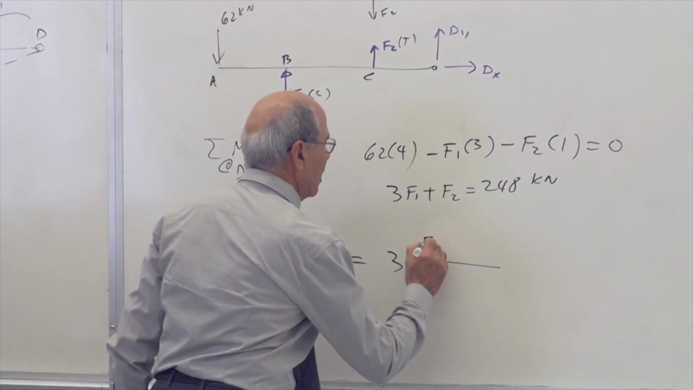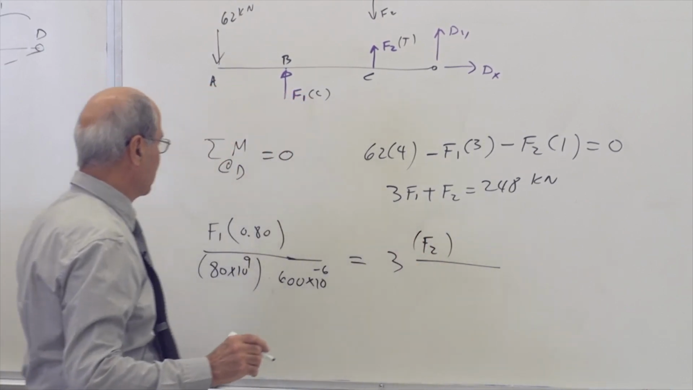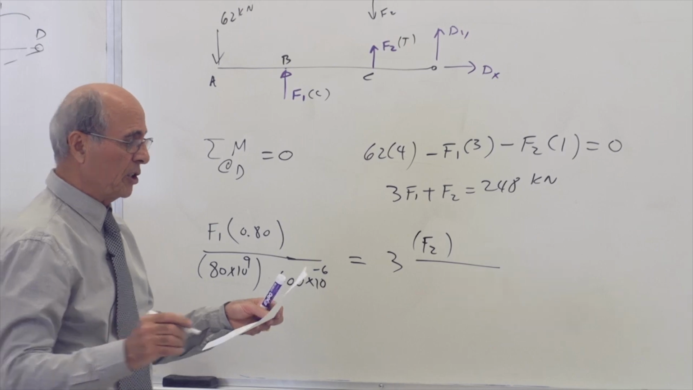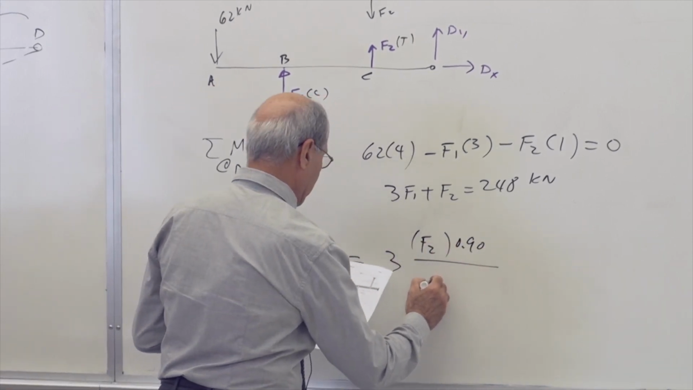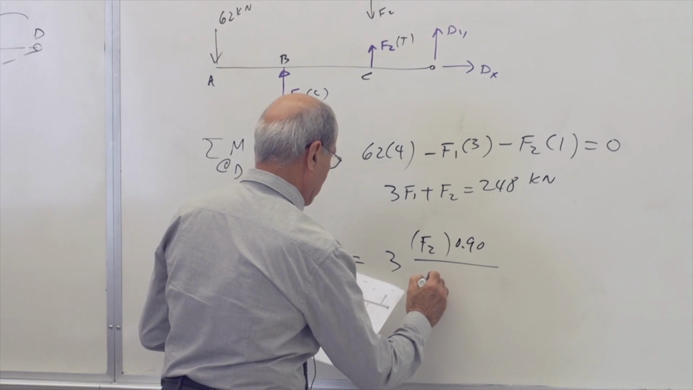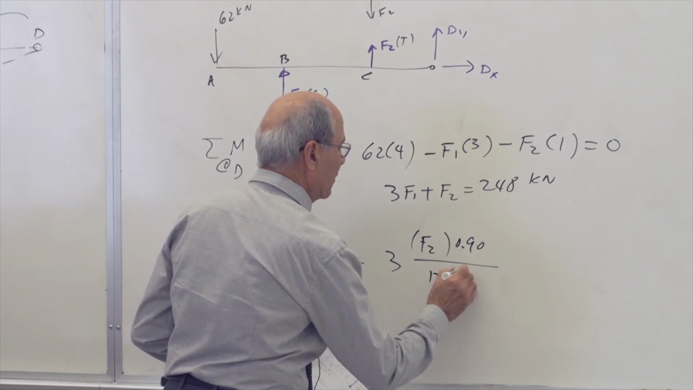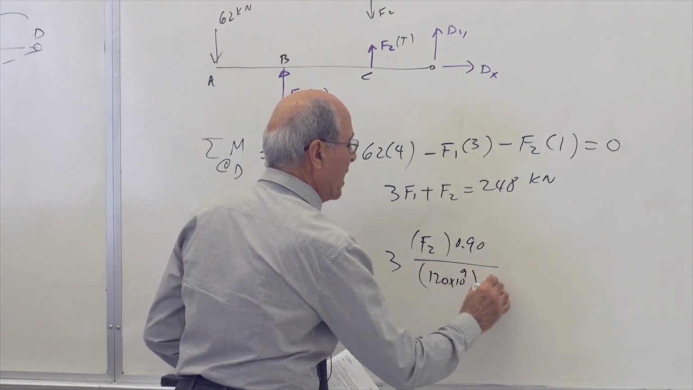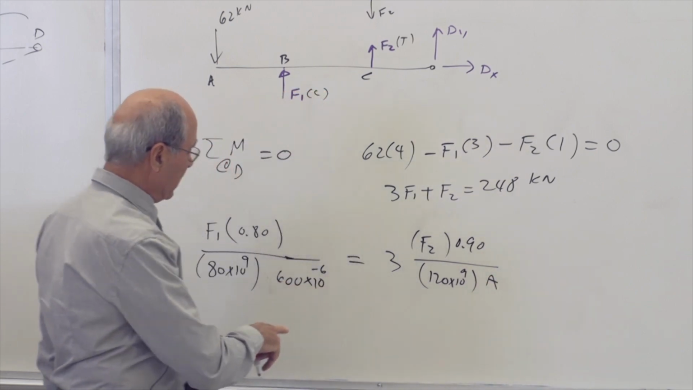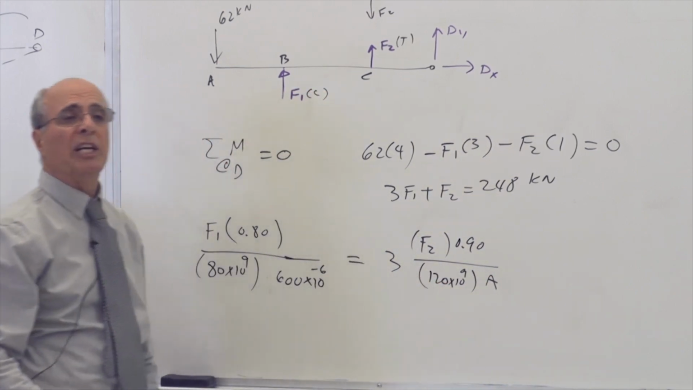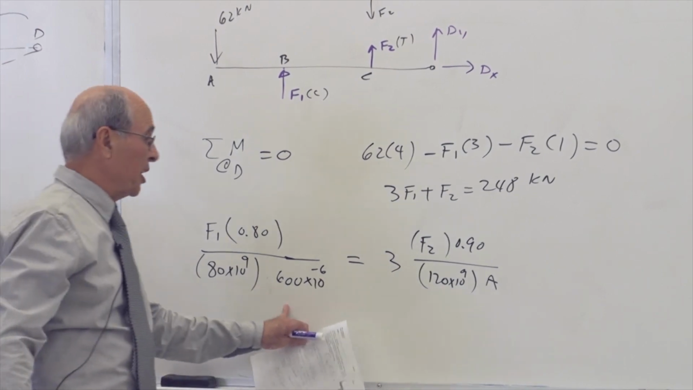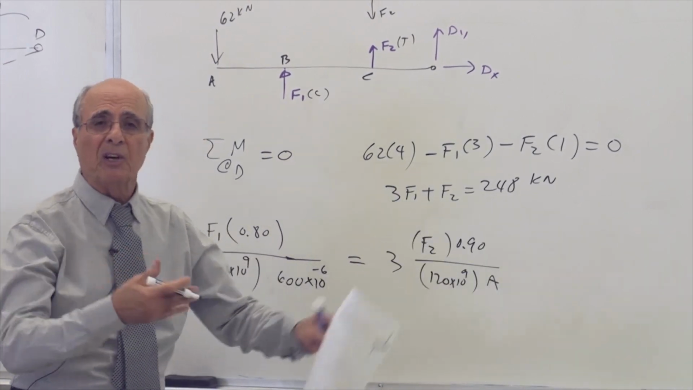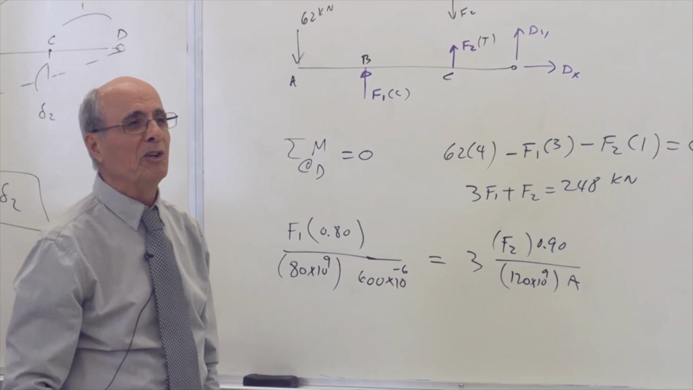Delta 2 is F2. I have to go a little faster, otherwise I cannot finish the lecture. The length this time was 0.90, divided by E, which was 120 times 10 to the power of 9, times the same A. Some people smartly put A here because they notice that A is going to be eliminated. By the way, if you make a mistake here, you make the same mistake there, so that mistake also eliminates. In this case, you are okay.